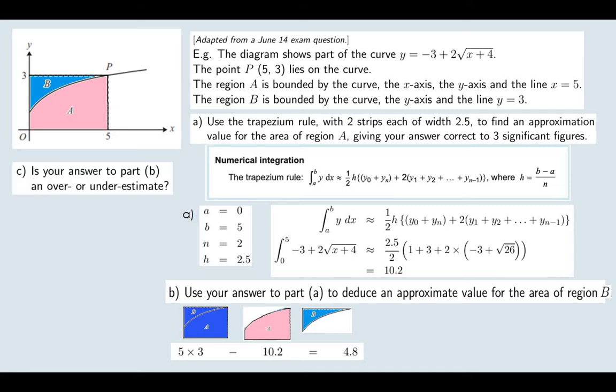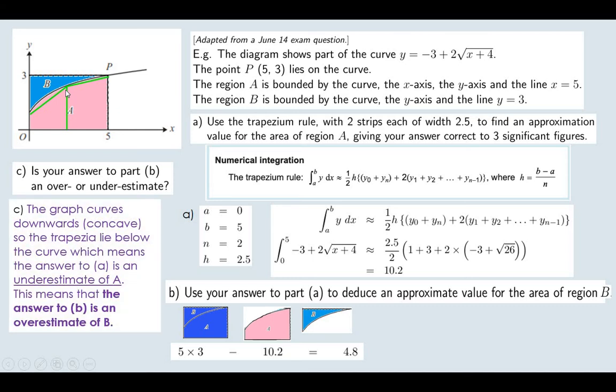Finally, do we have an overestimate or an underestimate for B? Not for A, but for B. Well, we can see that the curve is curving gradually downwards. If we drew a straight line across, we'd end up with A being underestimated by the trapezia. So that means if we're underestimating A, we must be overestimating B. The easiest way to see this would be to sketch in the trapezia.